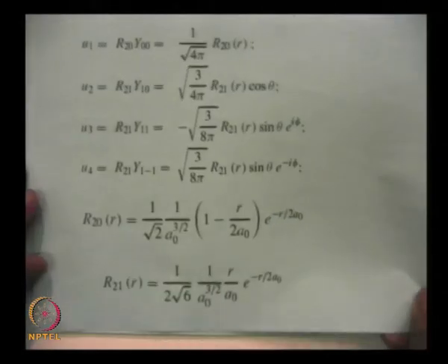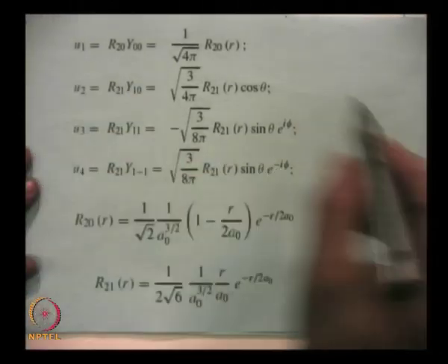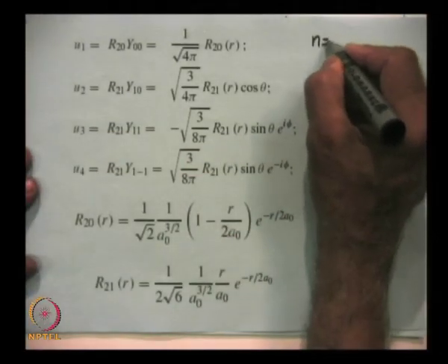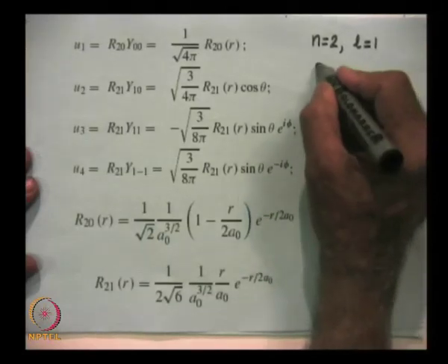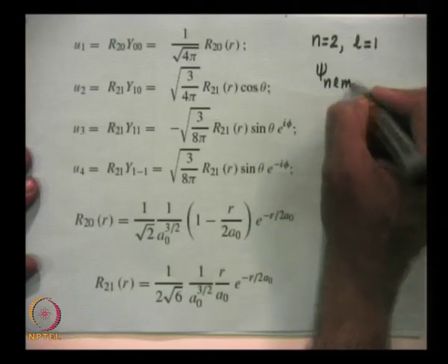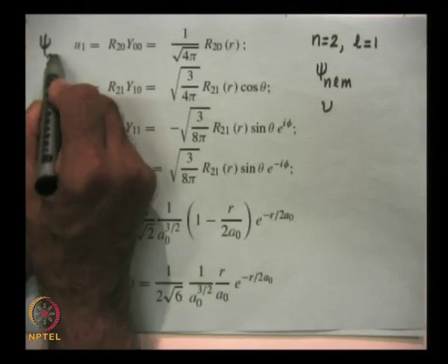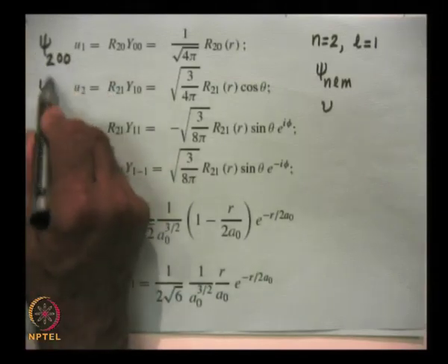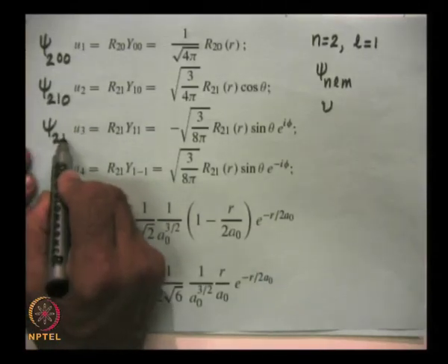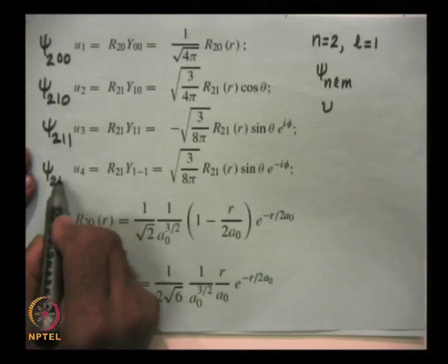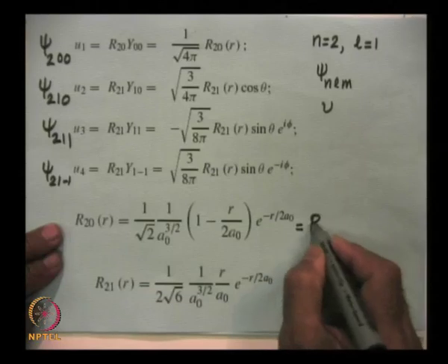So, these are the 4 wave functions that I have typed out. So, u 1, this is the n equal to 2 state. So, we will have L equal to 1. If you write down psi n L m, the first is psi 2 0 0, this is psi 2 1 0, this is psi 2 1 1, and this is psi 2 1 minus 1, and r 2 0 of r and r 2 1 of r are known functions.